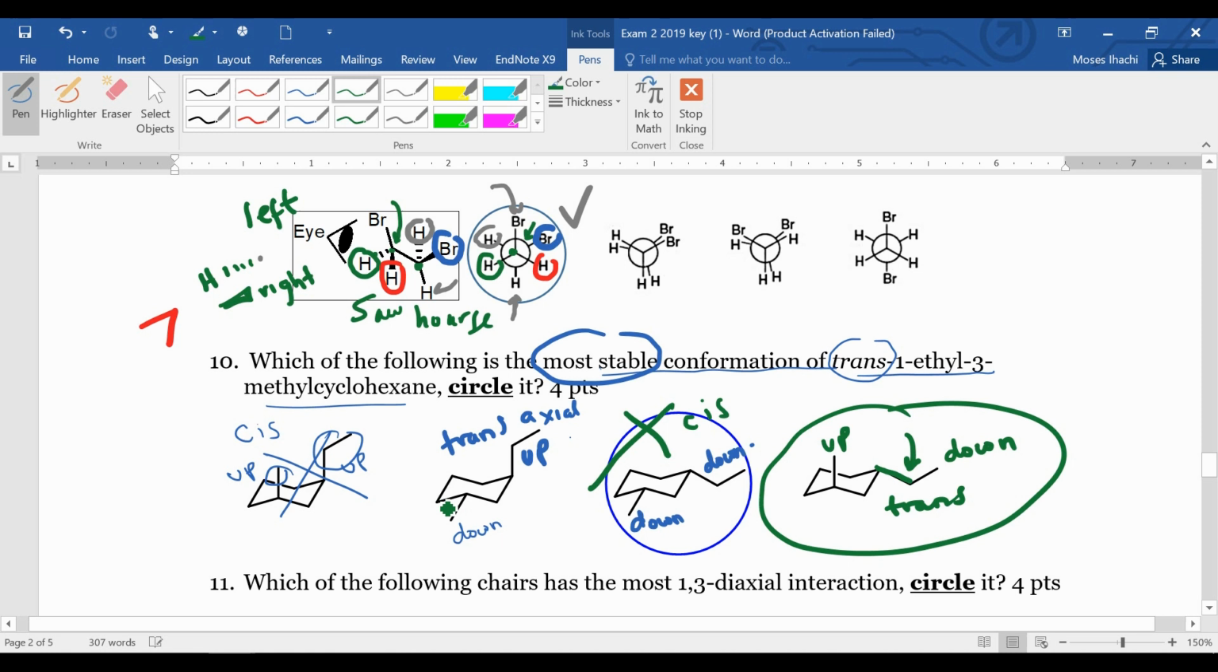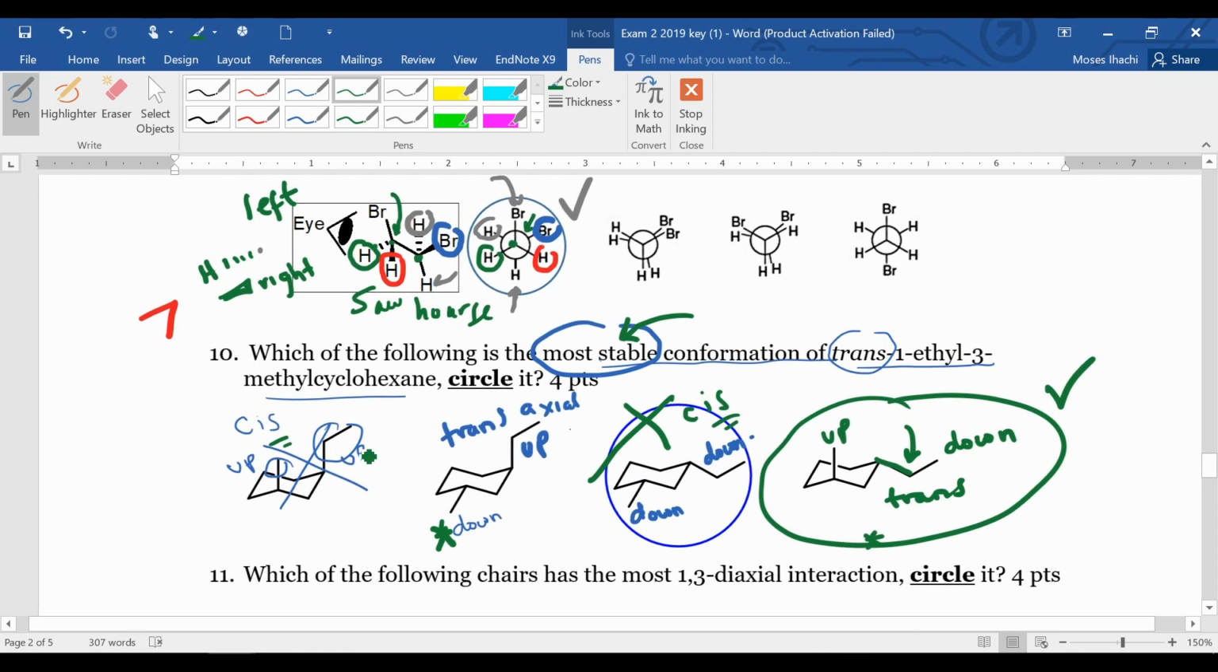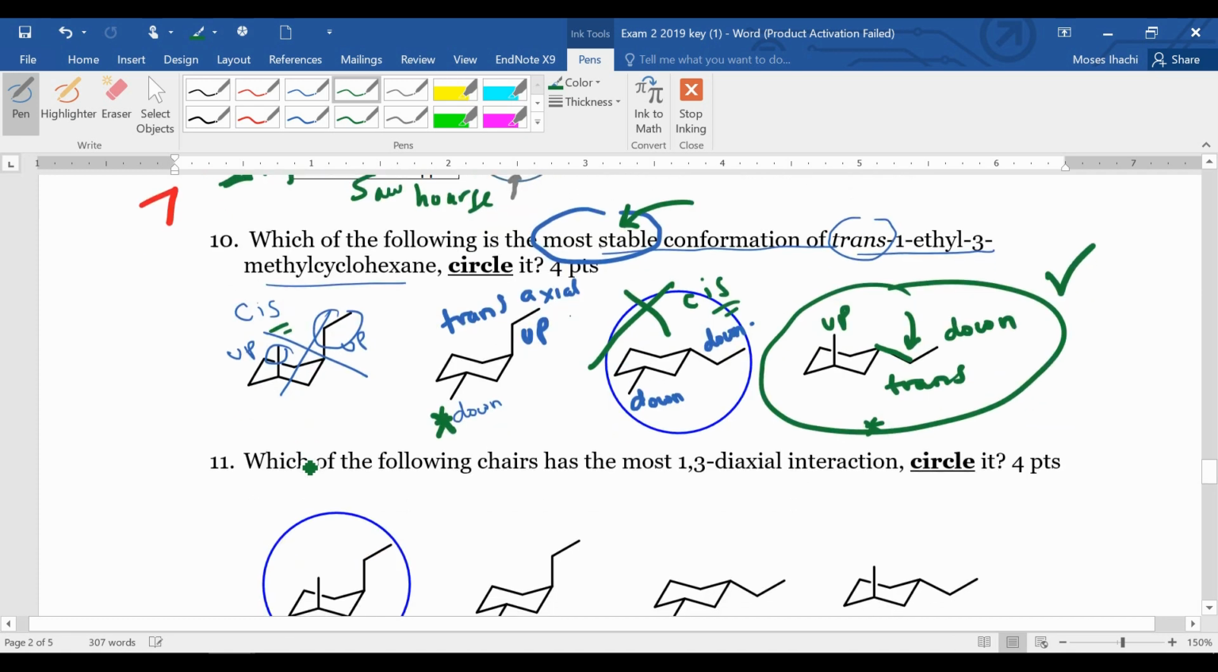So really what you needed to be debating between is the second structure and the last structure, because those are the two transes. The first and the third are cis. You have the groups on the same side, either up, up, or down, down. So you want something that has up, down, and you want one that has the bigger group equatorial. So this has to be the answer, not the one miscircled there. All right. So that is taken care of.